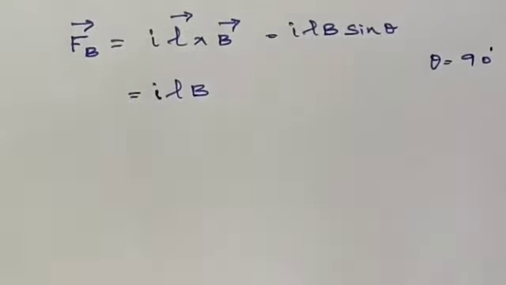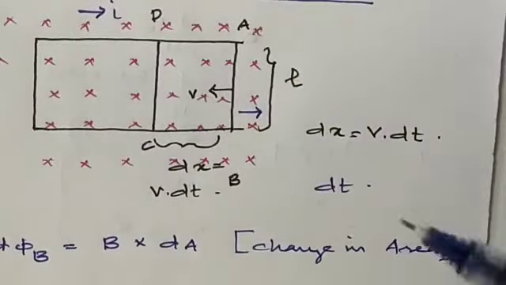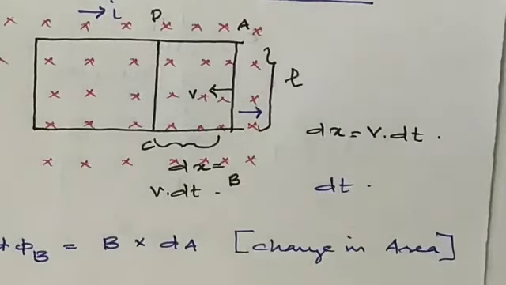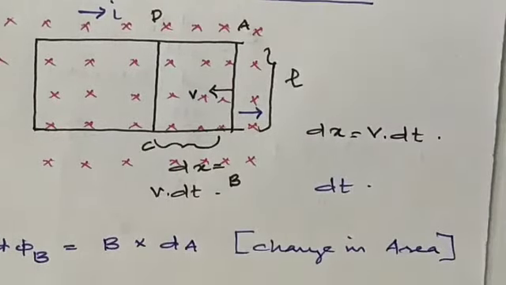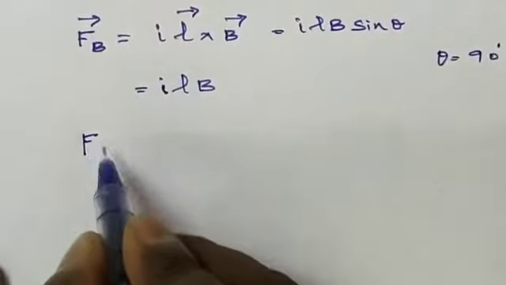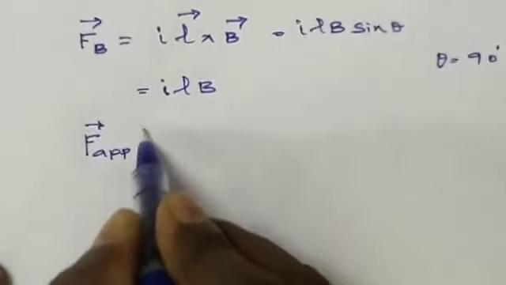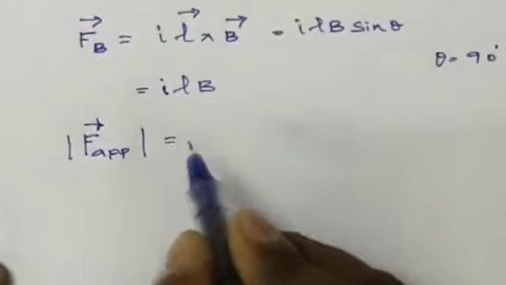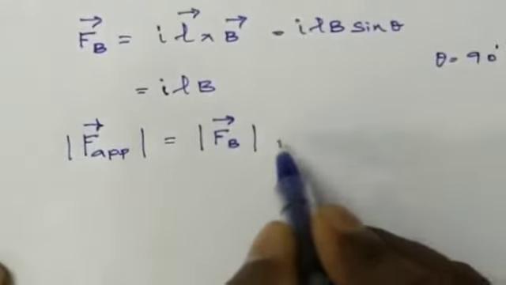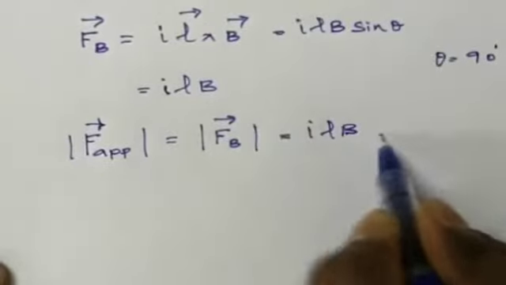Now here the constant force is equal and opposite to the magnetic force, because the magnetic force is in the outward direction while we are moving the rod to the left-hand side. So the constant force is equal and opposite to the magnetic force. When we apply it, we can move the conducting rod. Finally, for the applied force we are taking the magnitude, so on both sides we can take the modulus. That means it is I L B.